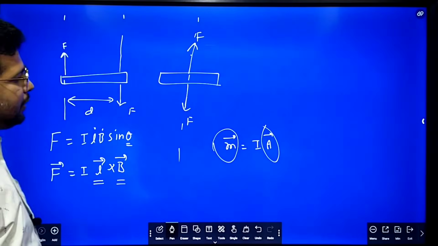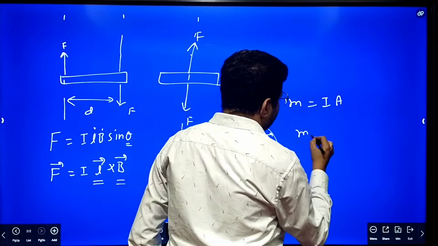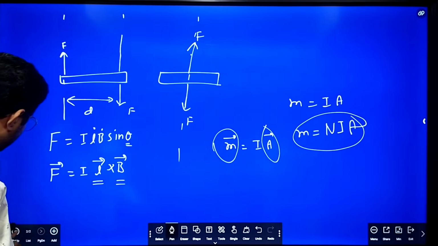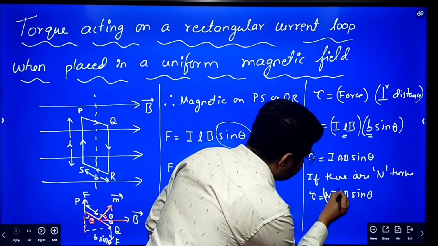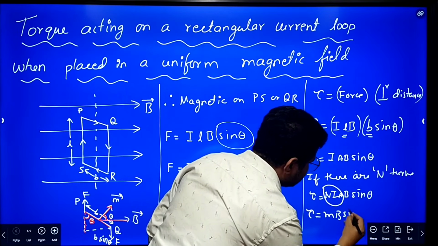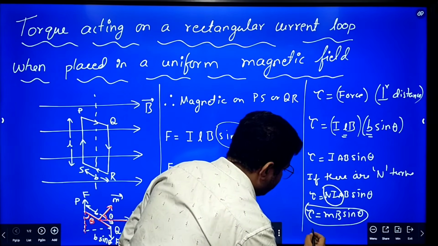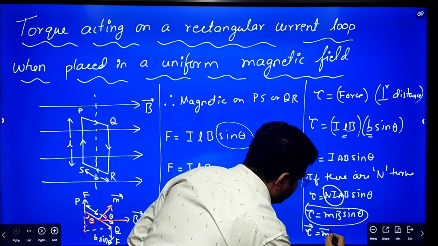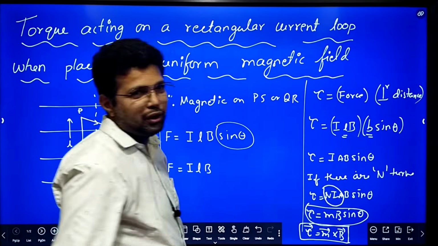So what is magnetic moment? Magnetic moment is equal to I into A. If there are N turns, then magnetic moment is equal to N into I into A. Therefore, NIA can be replaced by magnetic moment M. I can write tau is equal to MB sine theta, or torque, in vector form, I can write it as M cross B. Torque is equal to M cross B.